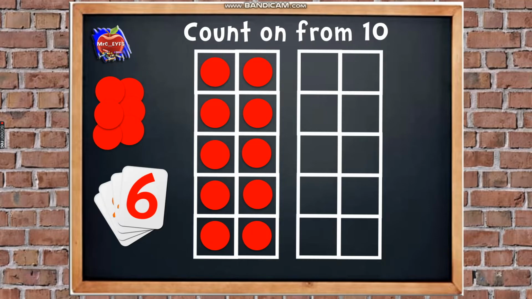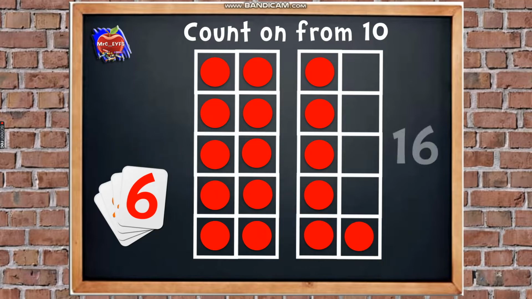Right, now I'm going to add them to the spare frame, but I'm going to count on from 10. All right, so you ready? I'm going to go 10, 11, 12, 13, 14, 15, 16. All right, excellent. We've counted on from 10. We got the card 6. We've added 6 counters and we've ended up with 16. Excellent. Right, so that's your challenge number 1.